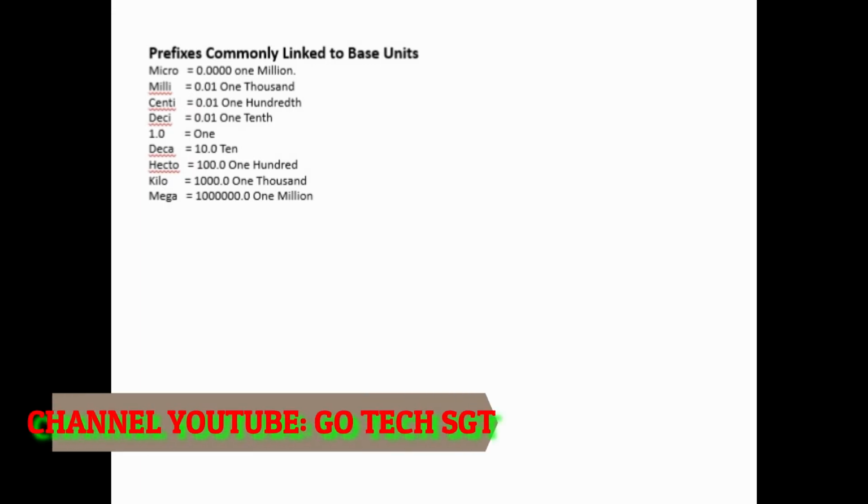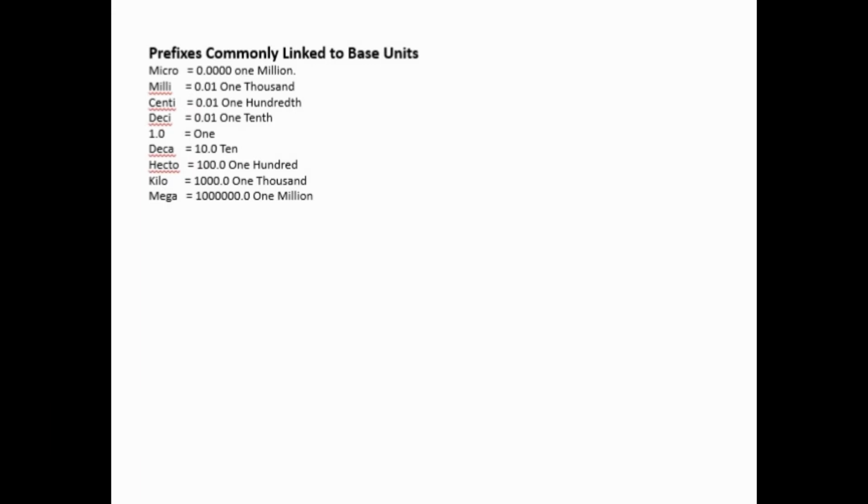Micro equals 0.000001, one millionth. Milli equals 0.001, one thousandth. Centi equals 0.01, one hundredth. Deci equals 0.1, one tenth. Unit equals 1. Deca equals 10. Hecto equals 100. Kilo equals 1000. Mega equals 1 million.